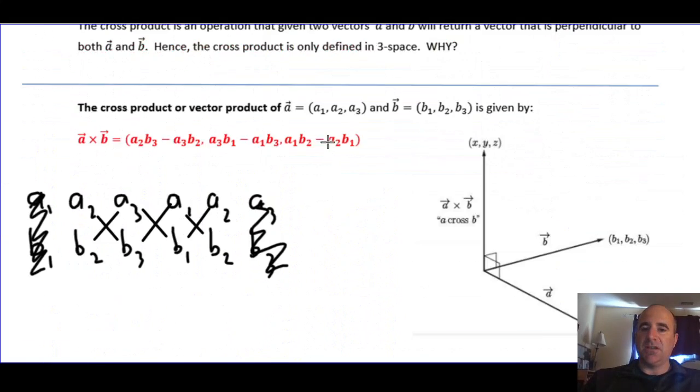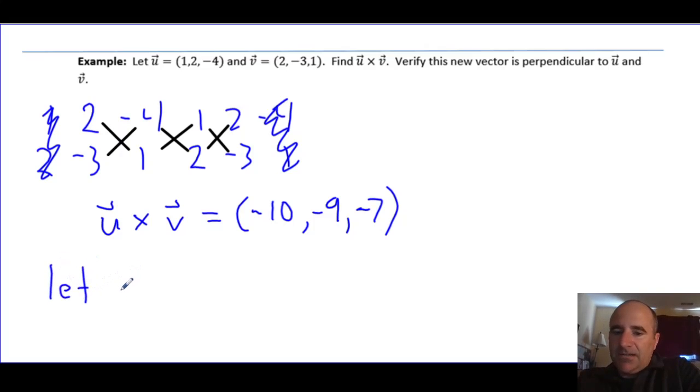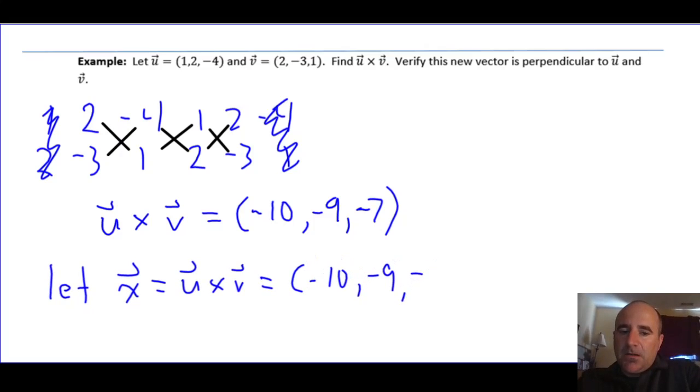So this little trick gives me this formula a lot easier than using this formula. Having said that, it is easy to make mistakes when doing the cross product, especially with mixing up the signs. The dot product is a lot easier. Let x equal u crossed with v, which is that answer we found there. It's easy to make a mistake, but I know vector x needs to be perpendicular to both u and v, and it's easy to check because the dot product's a lot easier.